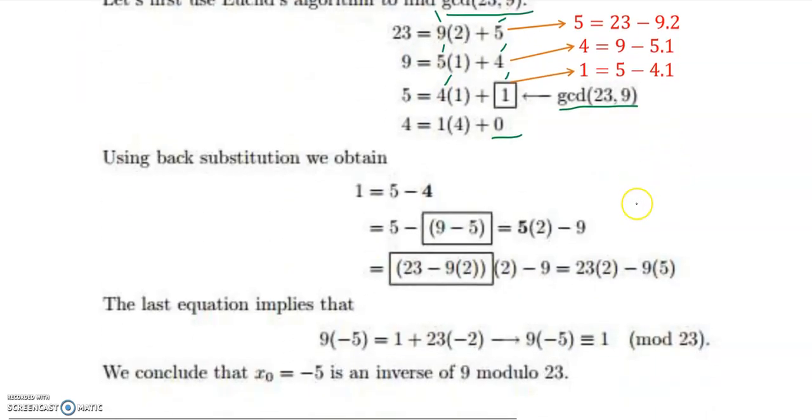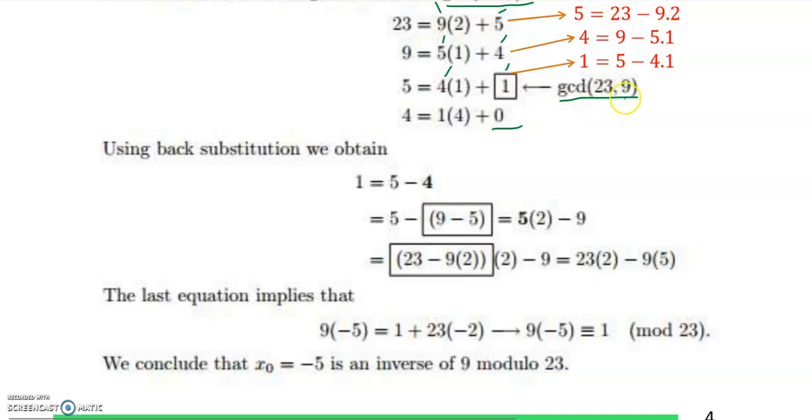Okay. Now we know the GCD of 23 and 9 is 1. So now start from here, which means you take this equation: 1 is equal to 5 minus 4 into 1. Here we have 4 into 1. So for 4, what can I write? For 4, that is 9 minus 5 into 1. So 5 minus, for 4 I write 9 minus 5.